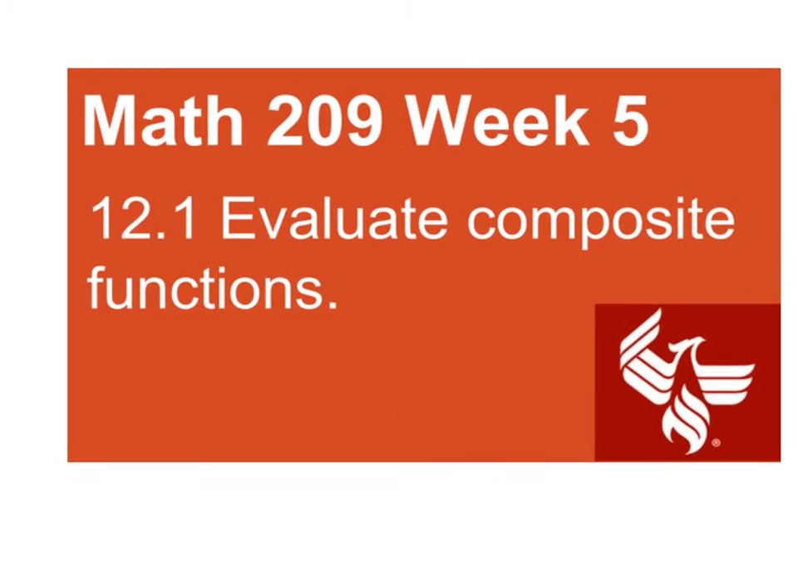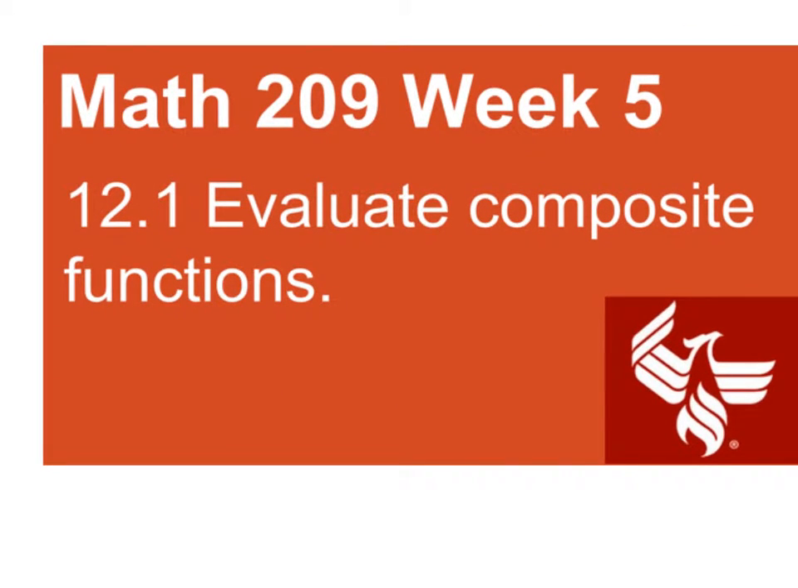All right, this is Math 209, Week 5. We are evaluating composite functions, and I'm going to explain what that means in a second. So, what a composite function is, you've got these two functions. You've got f of x, which is equal to x squared in this case, and you've got g of x, which is equal to x plus 3.